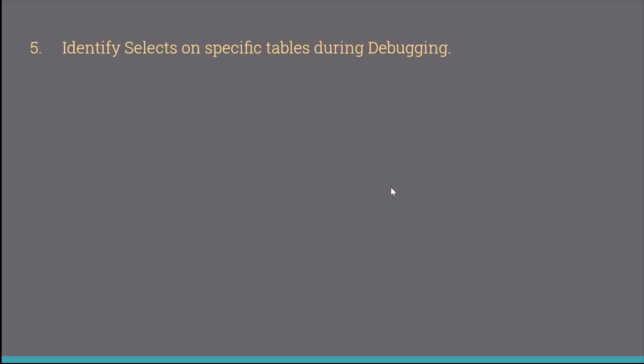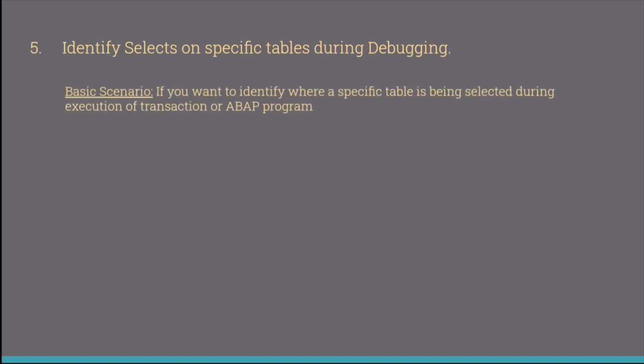The main motivation of this video is to let you know a simple technique to identify selects on specific tables during debugging. Let me consider a basic scenario. Suppose you want to identify where a specific table is being selected during execution of a transaction or any ABAP program. What I mean is, suppose you have run a transaction and you have a specific table, and you just want to see where exactly the select is being done on this particular table. What do I have to do?